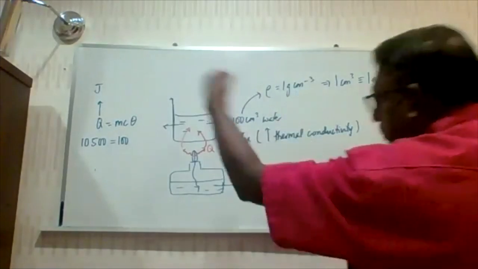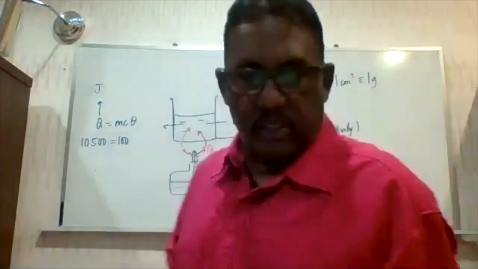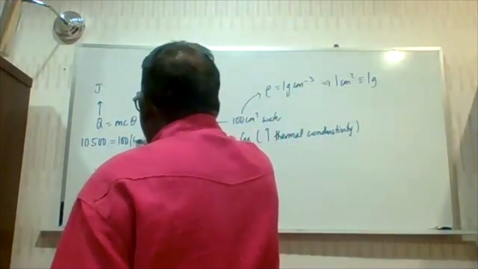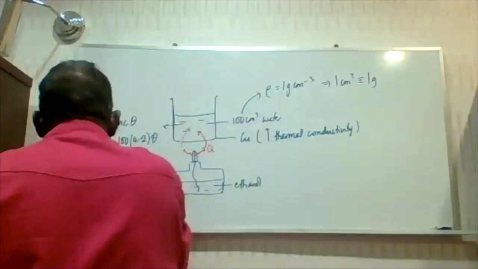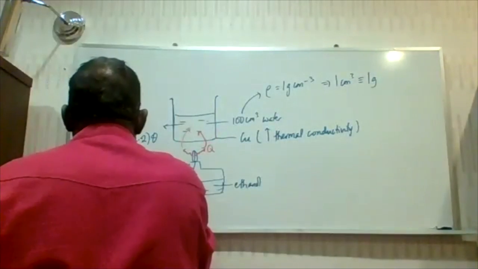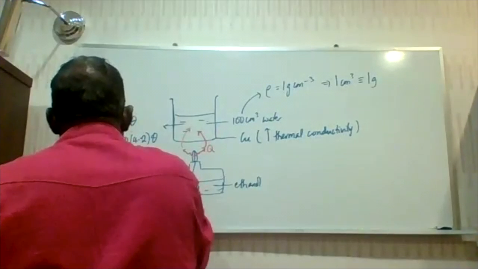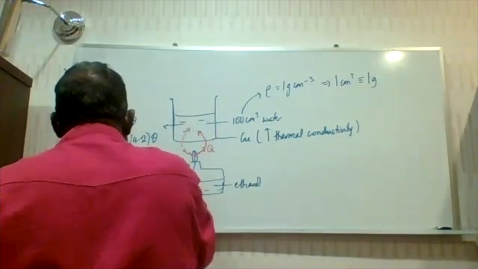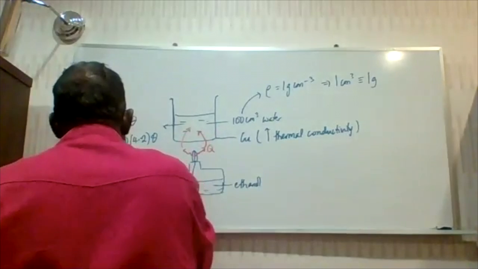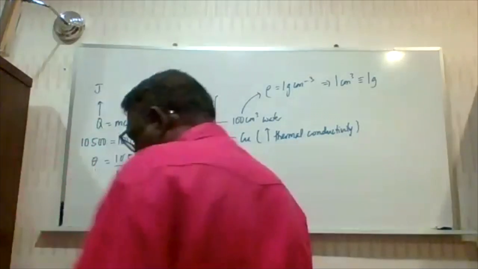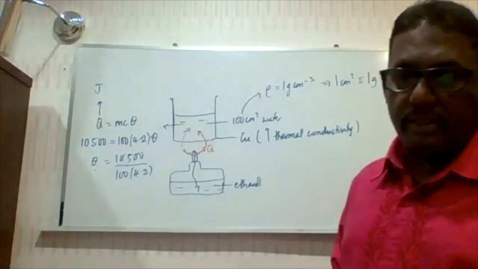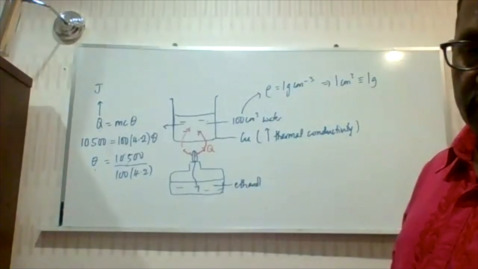So 100 centimeter cube is 100 grams. Your c is given as 4.2. Now you calculate your θ. So your concept is well understood. Just don't solve the question, but understand the concept behind it. Now I leave it for your calculators to calculate this, and you should get the answer as 25 degrees Celsius.